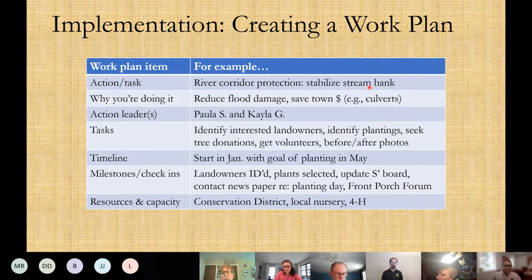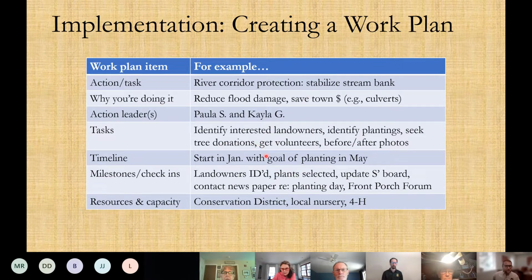And so then for that one task, stabilize the stream bank, you're going to fill out this matrix. Well, why are you doing stream bank stabilization? Well, we want to reduce flood damage. We want to save town dollars, right? Who are the action leaders? We want to assign individuals to work on this task of stabilizing the stream bank. And we're just making this up. It's Paula and Kyla. And then what are the subtasks within that idea of stabilizing the stream bank?